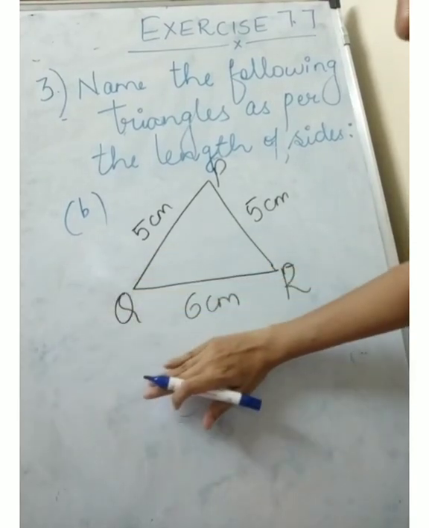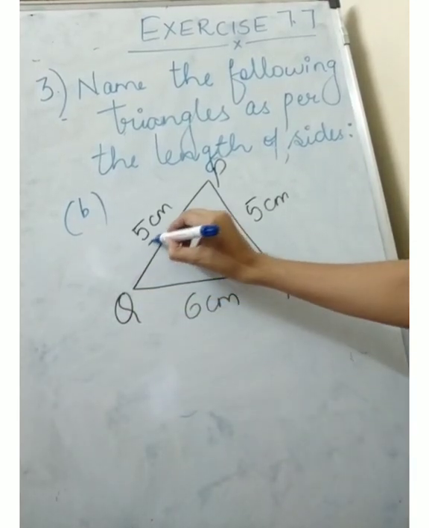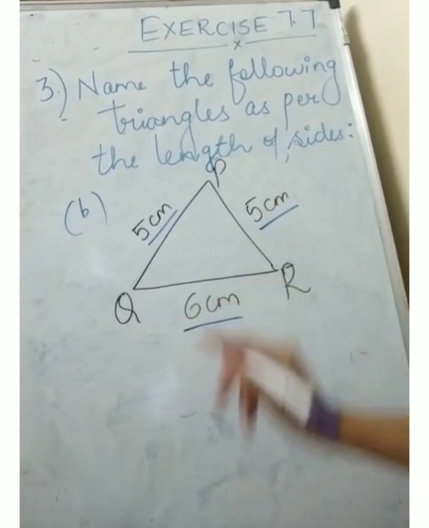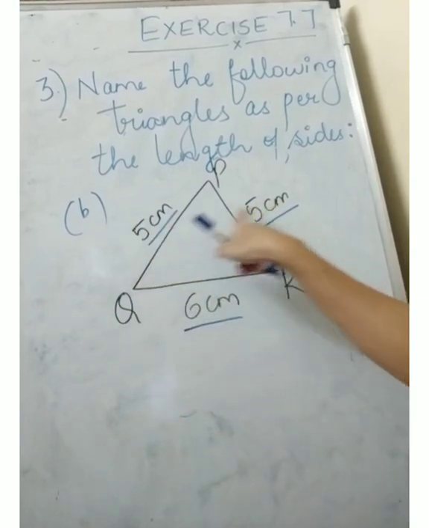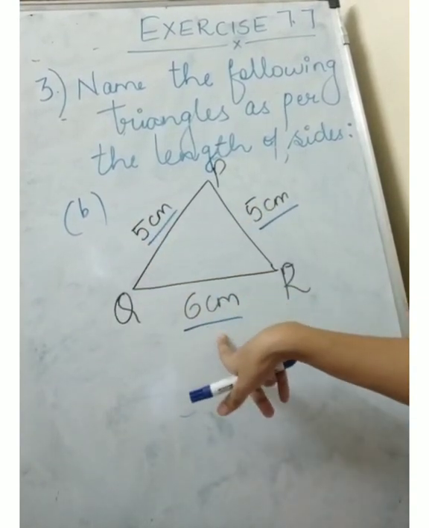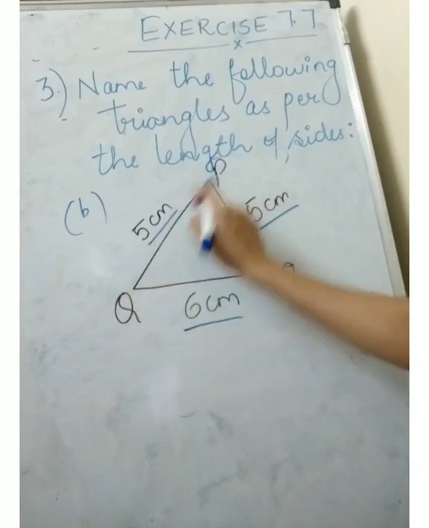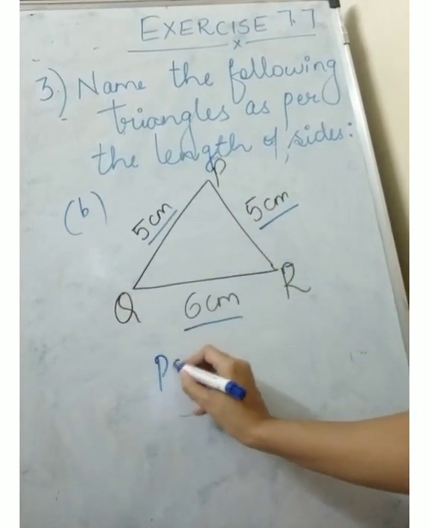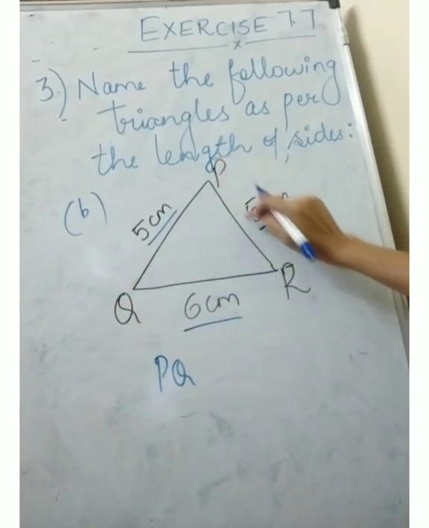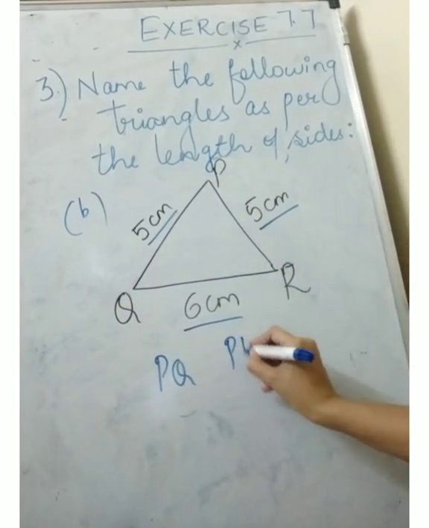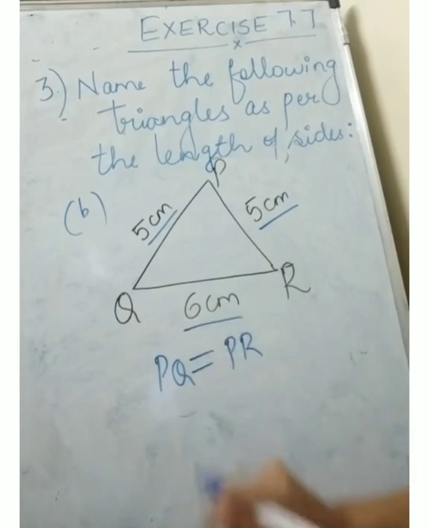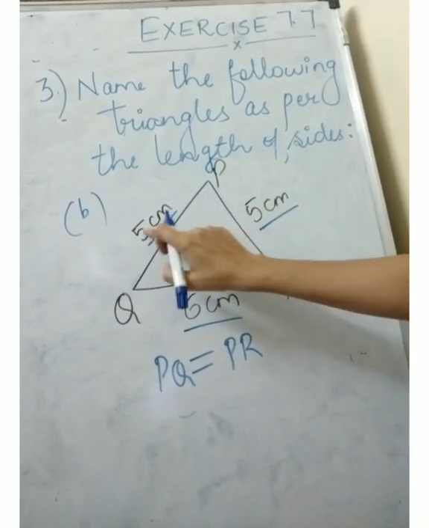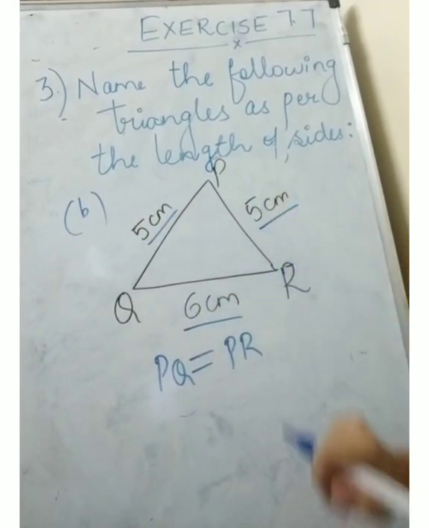Now as you can see, this is B1. Now you can see one side is 5 centimeter, second side is 5 centimeter and third side is 6 centimeter. It means two sides are equal and the third side is what? Different. So this is PQ we can write, or QP we can write. Suppose I am writing PQ. So PQ is equal to PR. So I will write PR and I will write the sign of equals to. Now PQ and PR are equal because both are having 5 centimeter, 5 centimeter.